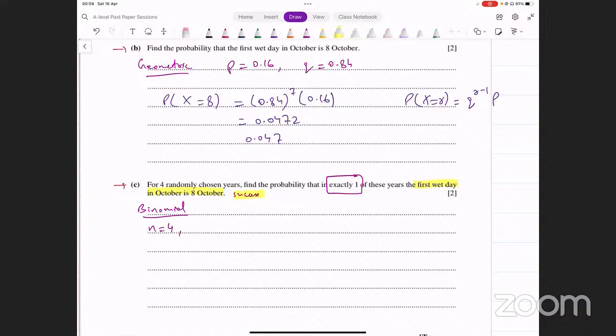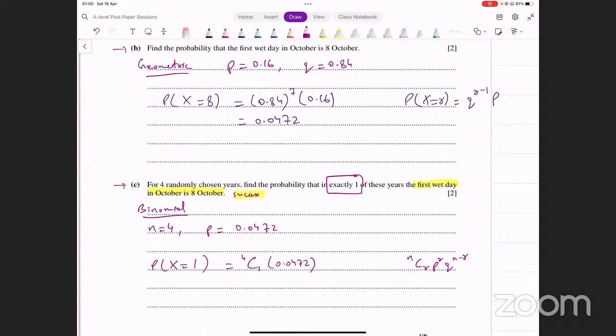ये तो हमने पिछले बार में find किया है. पिछले बार में क्या find किया है? इसकी प्रोबेबिलिटी कितनी आ रही थी? 0.0472. Probability of success is going to be 0.0472 here. P की वैल्यू यहाँ पे ये होगी. हमें क्या करना है? Exactly 1 success. So we're looking for x equals 1. Apply the binomial formula: nCr p raised to power r, q raised to power n minus r. n is 4. C1. p is 0.0472.